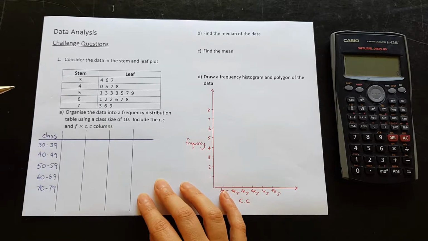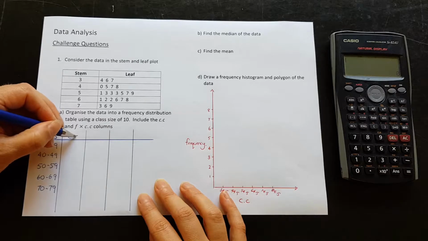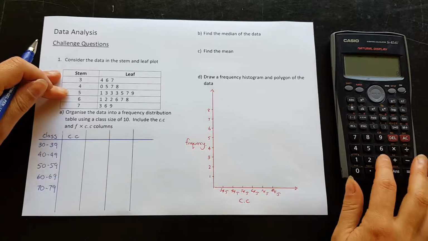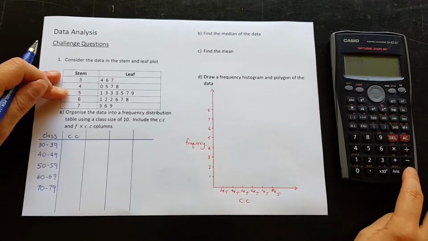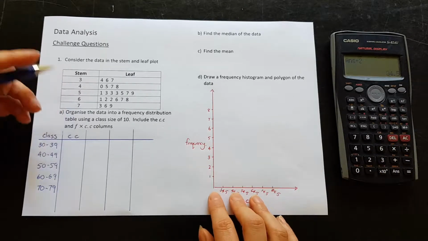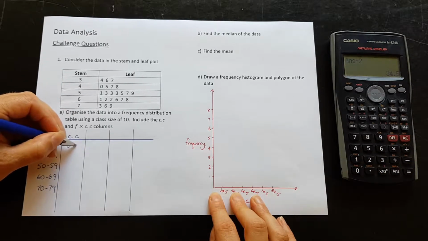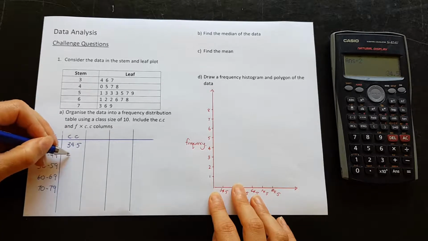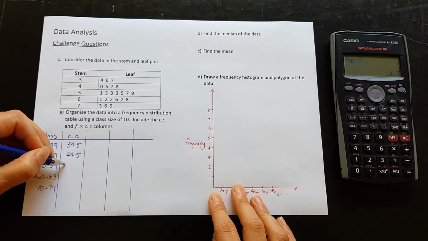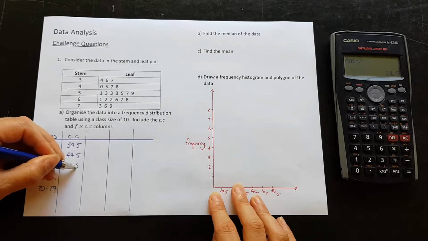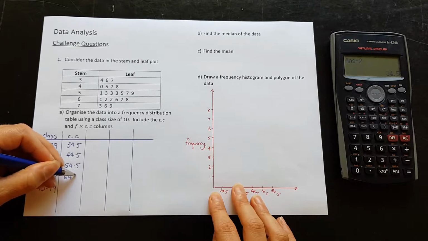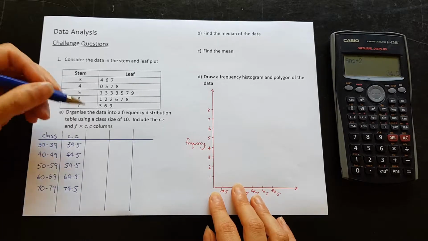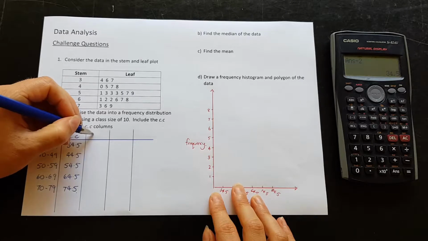If we have a class, we also need the class center, which is finding the middle of these numbers. So we know how to do that. 30 plus 39, divide that by 2, which is our 34.5. So completing the rest of these, we'll get 44.5, 54.5, 64.5, and 74.5. After the CC column, we normally have a tally.